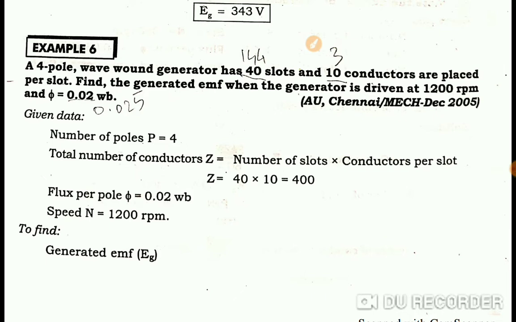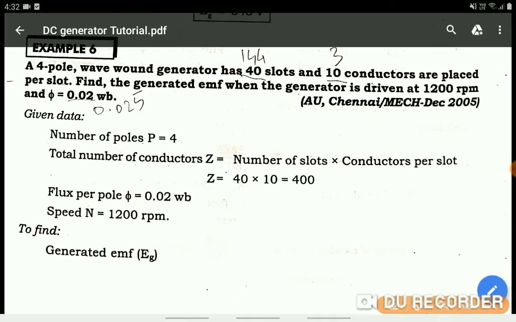As far as this example is concerned, a 4-pole wave wound generator has 40 slots and 10 conductors are placed per slot. Find the generated EMF EG when the generator is driven at 1200 rpm and phi is equal to 0.02 Weber.